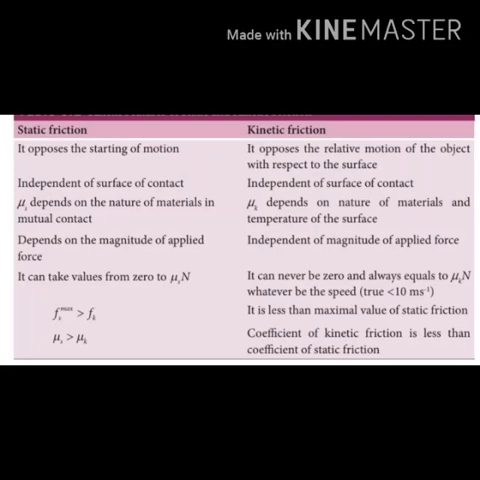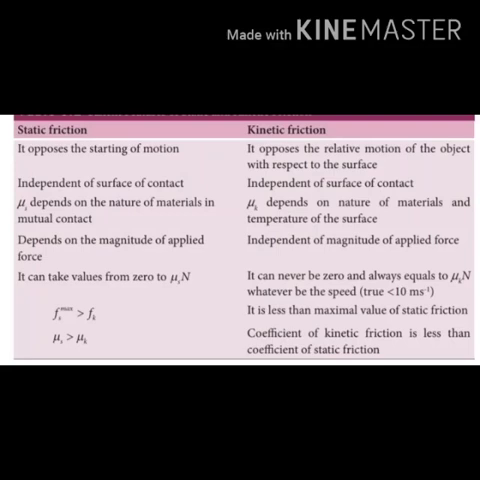In static friction, mu_s, that is the coefficient of static friction, depends on the nature of material in mutual contact. In kinetic friction, mu_k, that is the coefficient of kinetic friction, depends on the nature of material and temperature of the surface. Static friction depends on the magnitude of applied force. Kinetic friction is independent of the magnitude of applied force. Static friction can take values from 0 to mu_s times N. Kinetic friction can never be 0 and is always equal to mu_k times N, whatever be the speed.